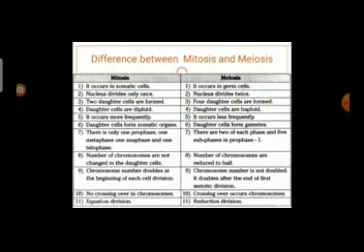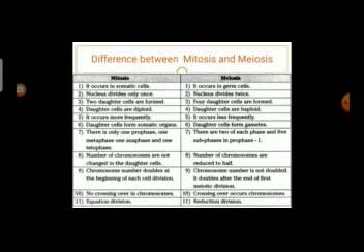Now we see the differences between mitosis and meiosis. Mitosis occurs in the somatic cells. Meiosis occurs in the reproductive cells. Mitosis is involved in growth and occurs continuously throughout life. Meiosis is involved in gamete formation only during the reproductively active age.